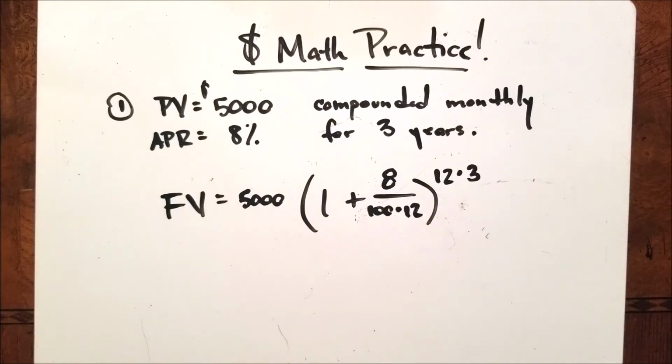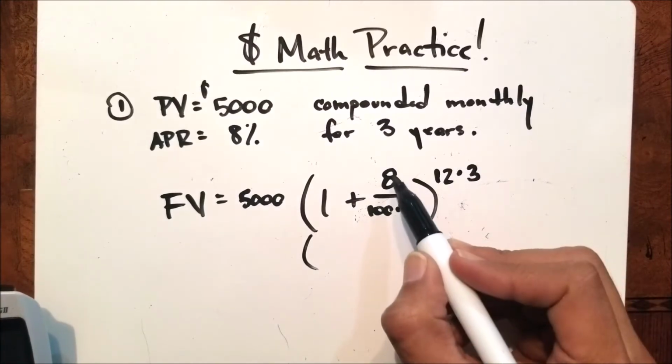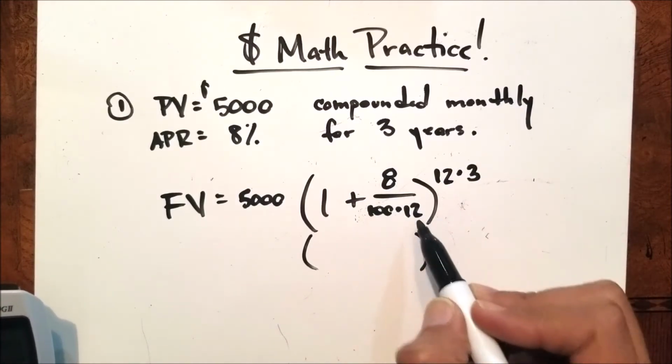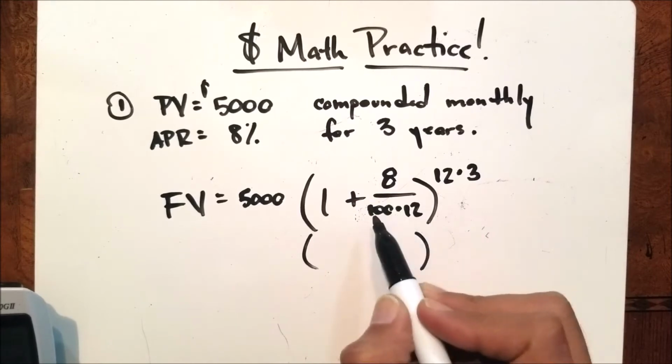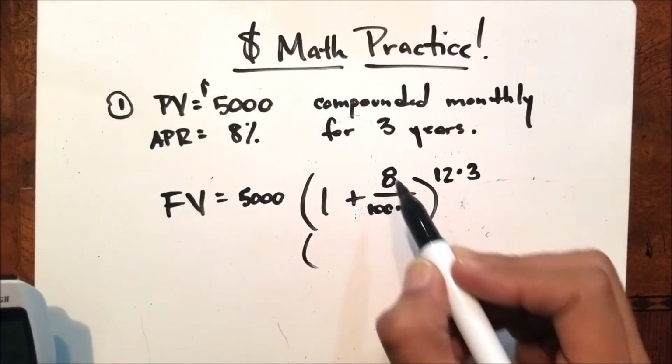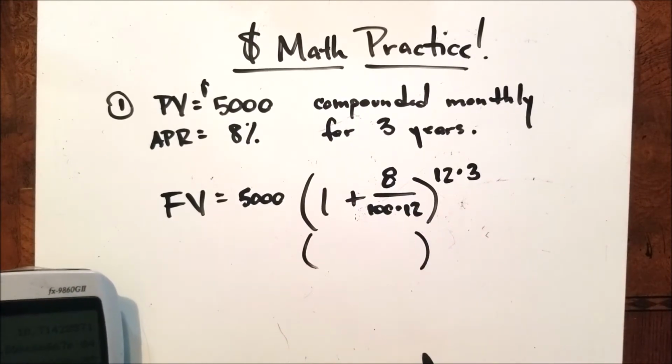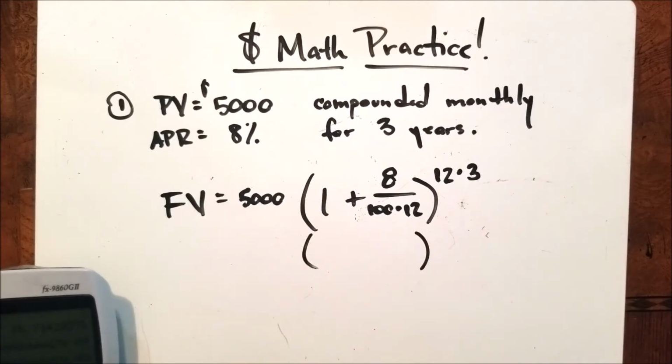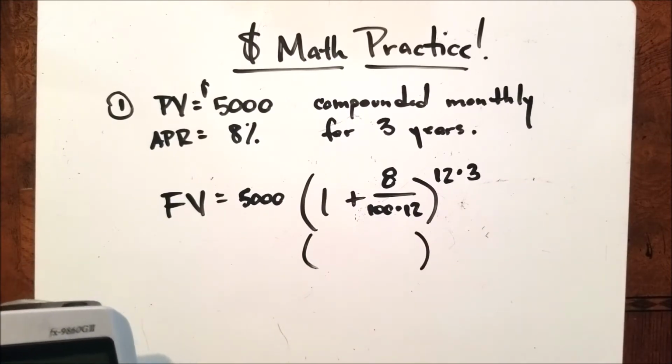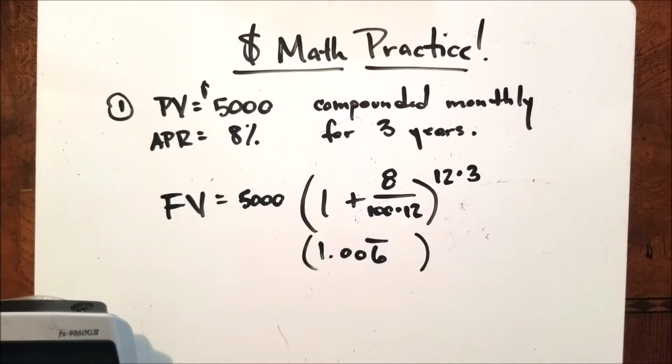All right, let's do it. In my calculator, I am going to do 8 divided by 100 divided by 12. I can also multiply 12 times 100 and get 1200, but 8 divided by 1200, and then I'm going to add a 1 to that result.